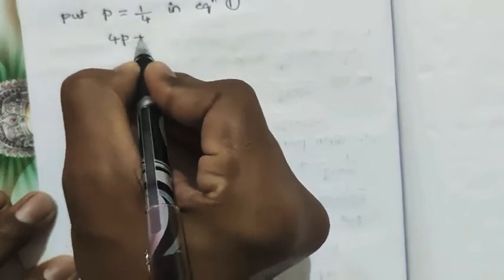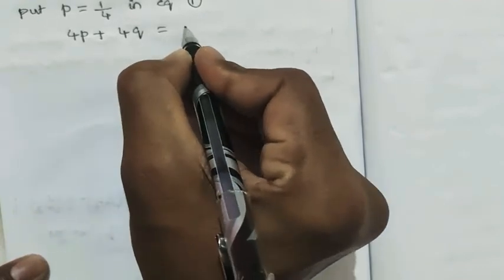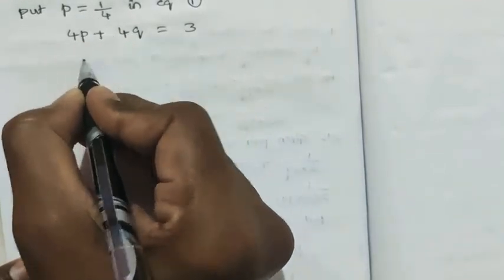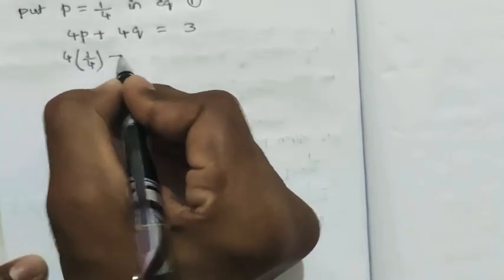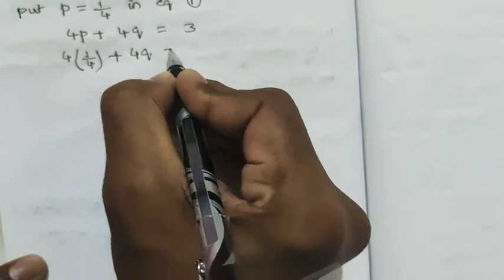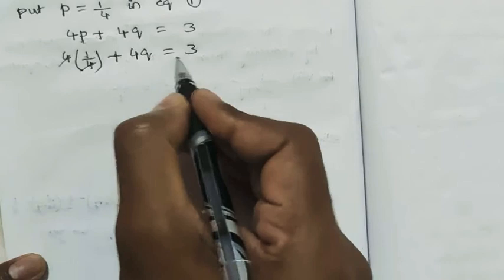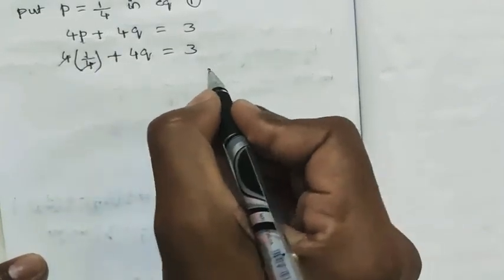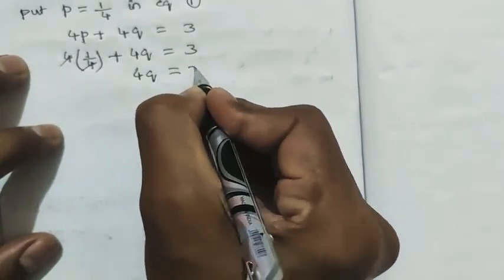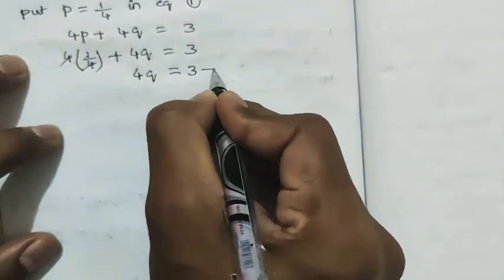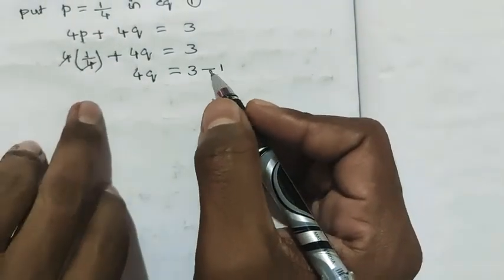4p plus 4q is equal to 3. So p value is 1 by 4. 4 into 1 by 4 plus 4q is equal to 3. 4 gets cancelled, this is 1 only. 1 plus 4q equal to 3. If you transpose the 1 to RHS, it will become minus 1. 4q equal to 3 minus 1.